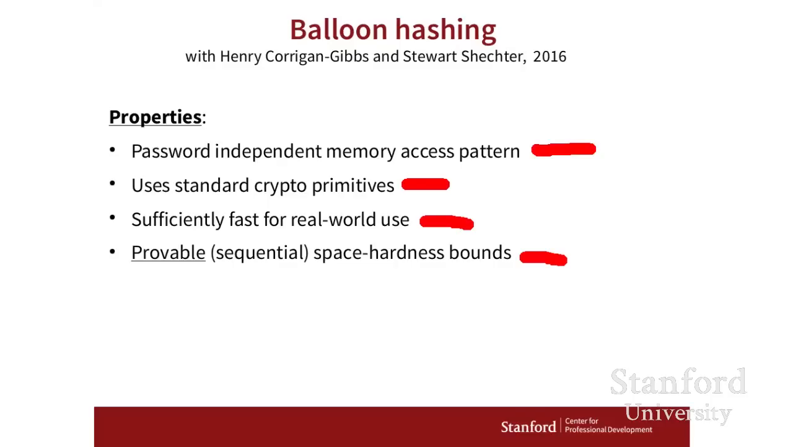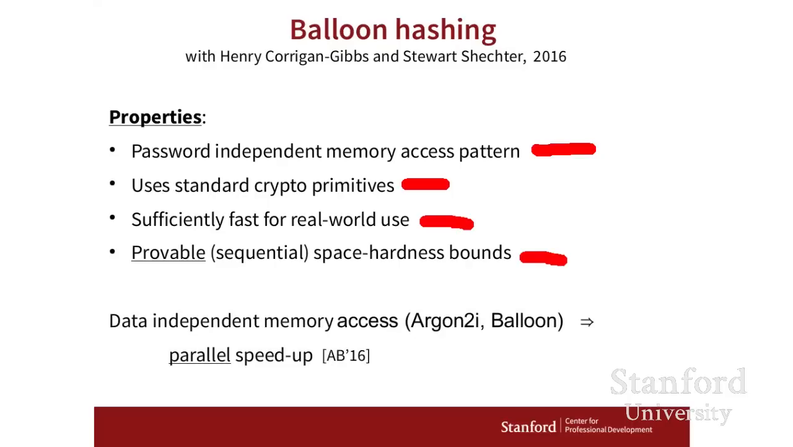But it turns out if you're going to build something that has a memory access pattern independent of the password, then there's essentially an impossibility result that says that any such scheme, including Argon2i and Balloon, is going to be subject to what's called a parallel speedup. In other words, even though the total amount of work that the attacker has to do has to be quite large, the attacker can still speed up some of what he's doing by laying out multiple cores on his processor.